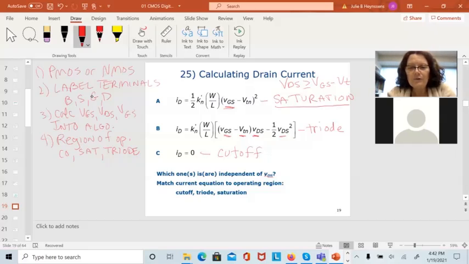In saturation, ID has absolutely no dependence on VDS. It's not in this equation. So in saturation, it doesn't matter how big VDS gets, ID is going to remain constant. Here, I've got two VDS terms in the equation, so ID definitely changes with VDS. And here, it doesn't change with VDS because it's 0.